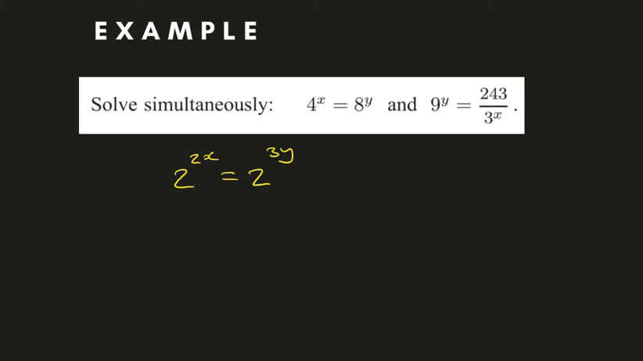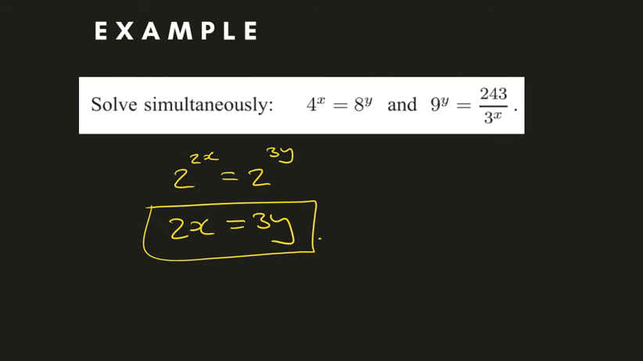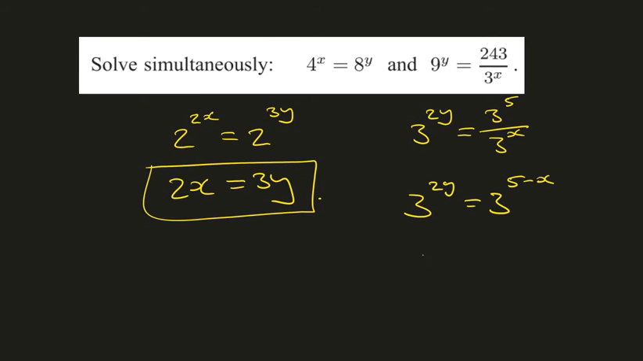So instantly I can now drop the bases like I've been doing before and say, well, 2x is equal to 3y. Let's just put a pin in that for now and come back to that in a moment. On the right-hand side, well, 9 to the power of y, 9 is 3 squared, so we could write that as 3 to the power of 2y. And then 243 is 3 to the 5 over 3 to the x there. So I could say that 3 to the 2y is equal to 3 to the 5 minus x. And again, dropping the bases is going to give me that 2y is equal to 5 minus x. And again, that's quite useful.